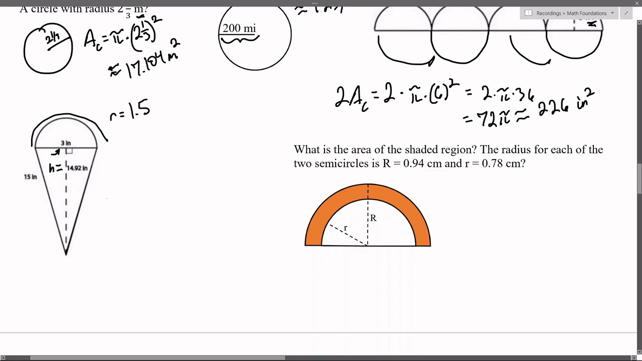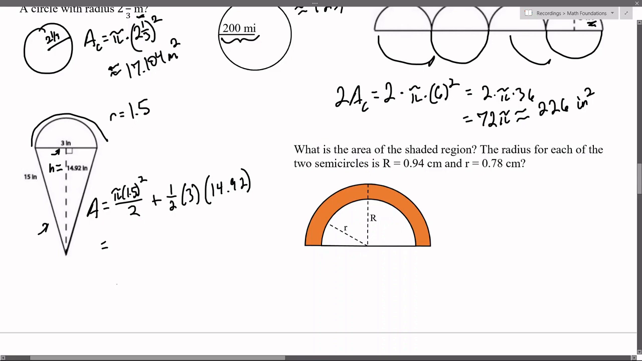Okay, so the area of this shape is going to be the area of the half circle. So we're going to have the area of the circle, which is pi r squared, and then we want half of that because it's not a full circle. It's not this full thing, just half of it. We're going to add that to the area of this triangle. The area of the triangle is 1/2 base, which is 3 inches, times the height of the triangle, sorry, 14.92 inches.